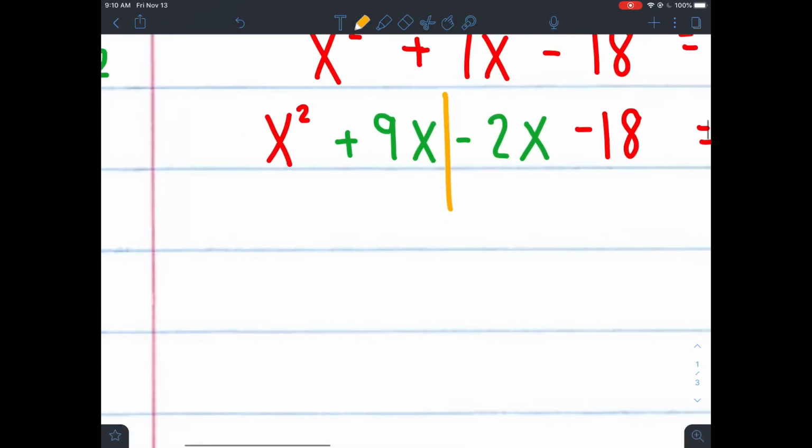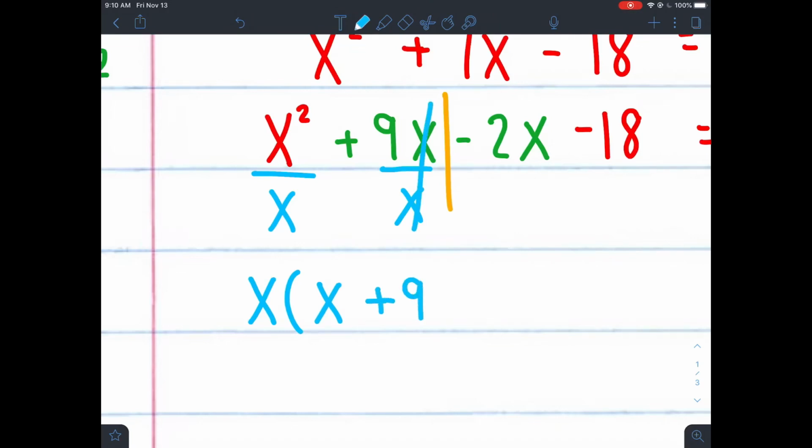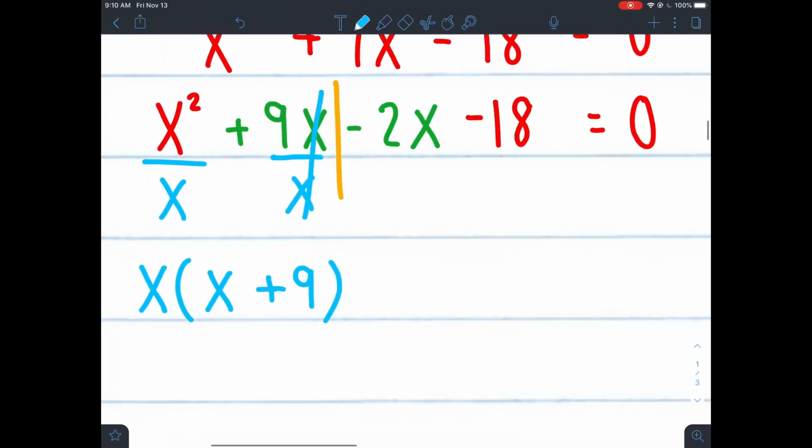by grouping. So I'm going to split my terms down the middle into 2 groups, and then I'm going to factor by grouping. In my first group, my greatest common factor would be 1x, because it's the largest thing I can factor out of both. X squared divided by x is going to leave me with a single x. 9x divided by x is going to be positive 9 because those x's cancel. And then I close my parentheses.